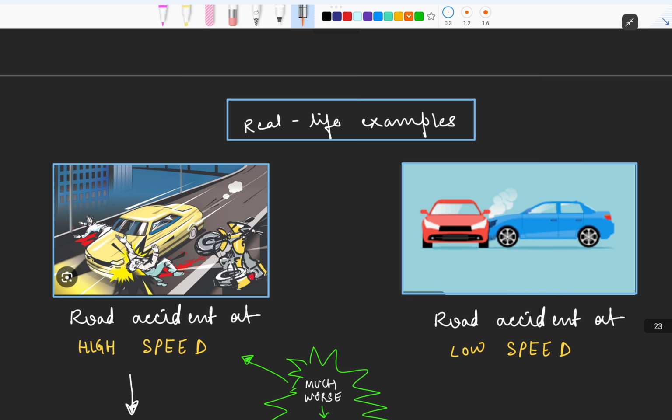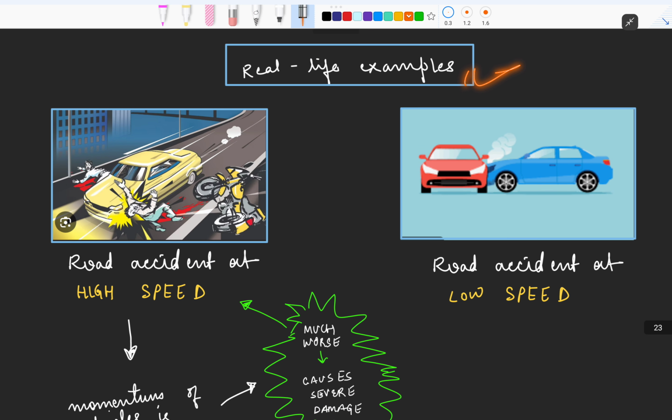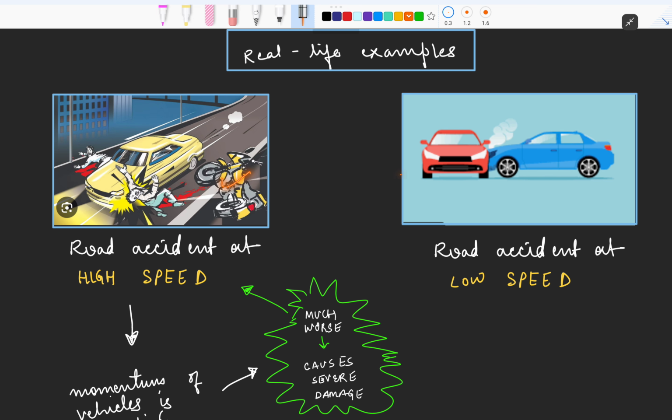Fine. Now let's look at a few real life examples of momentum. The first is, if you see a collision of vehicles on the road, there are certain collisions which lead to death. Unfortunately, there are certain collisions which just harm the vehicle in a minor manner and don't lead to major harm. What is the difference? Again, the difference is the momentum of the vehicles colliding.